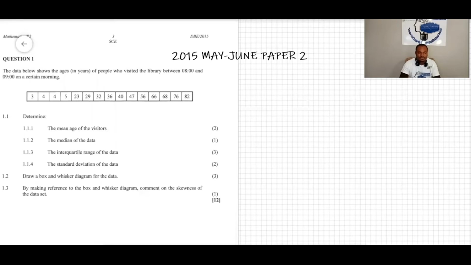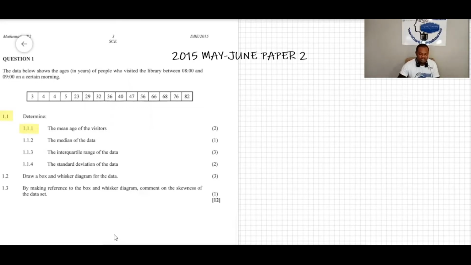All right, the question says, the data below shows the ages in years of people who visited the library between 8 o'clock and 9 o'clock on a certain morning. Now we can see the data given there, as you can see. And then question 1.1 says, determine the mean average of the visitors. So we're going to do question 1.1 here, and let's start with 1.1.1.